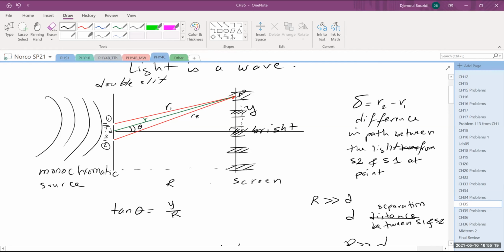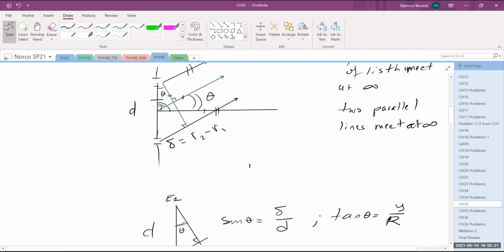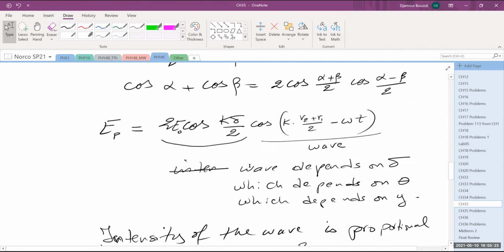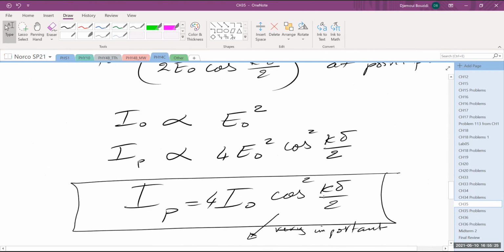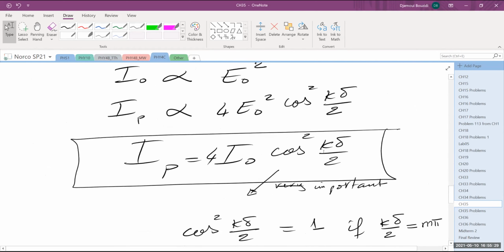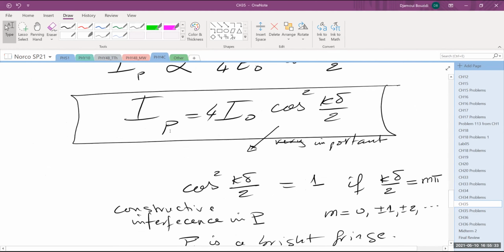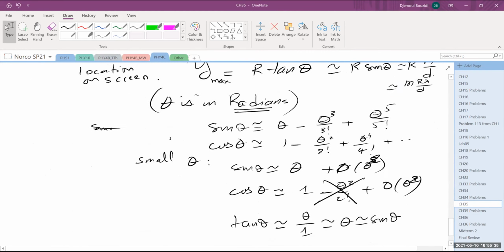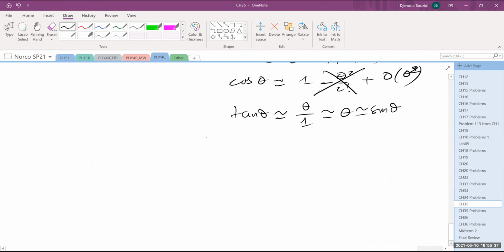Obviously, I didn't say anything about the dark fringes. Well, the dark fringes form in this case when this cosine is equal to 0. If that cosine is equal to 0, then when you square it, it is going to be 0. So the intensity at point P will be equal to 0. So if cosine squared of k delta over 2 is equal to 0, this is a dark fringe.